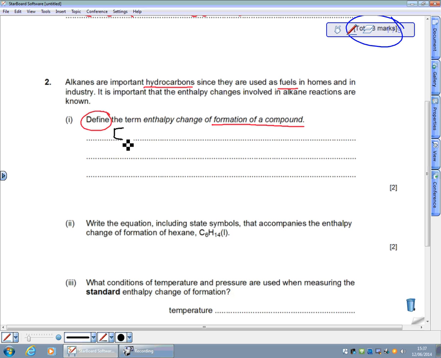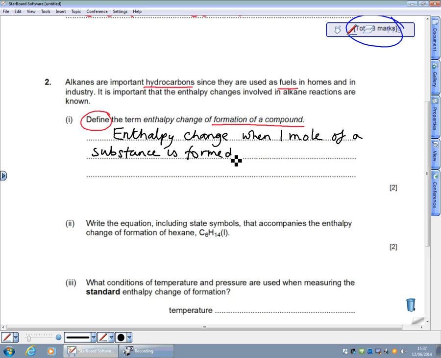So this is the enthalpy change, again, when 1 mole of a substance is formed. And it's going to be formed or made from its elements. They're the ones that obviously make it up, and they're called constituent elements.